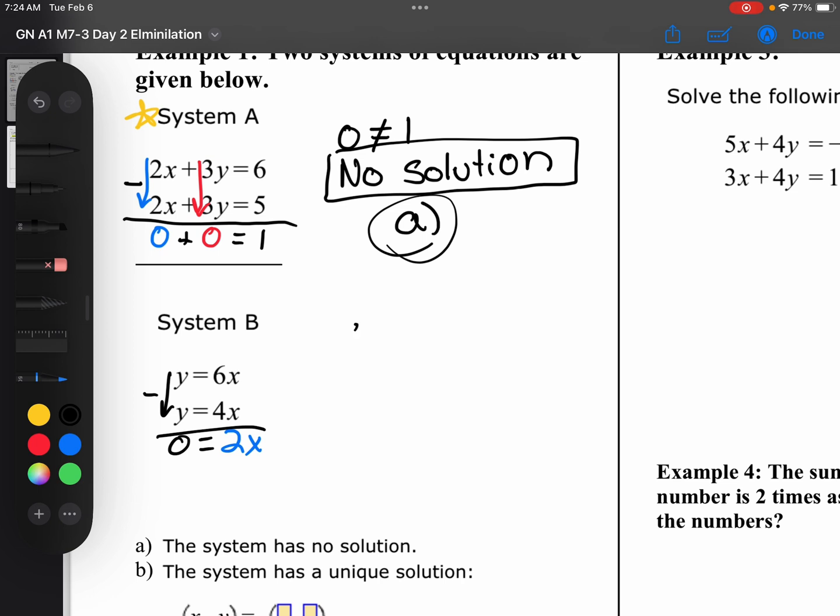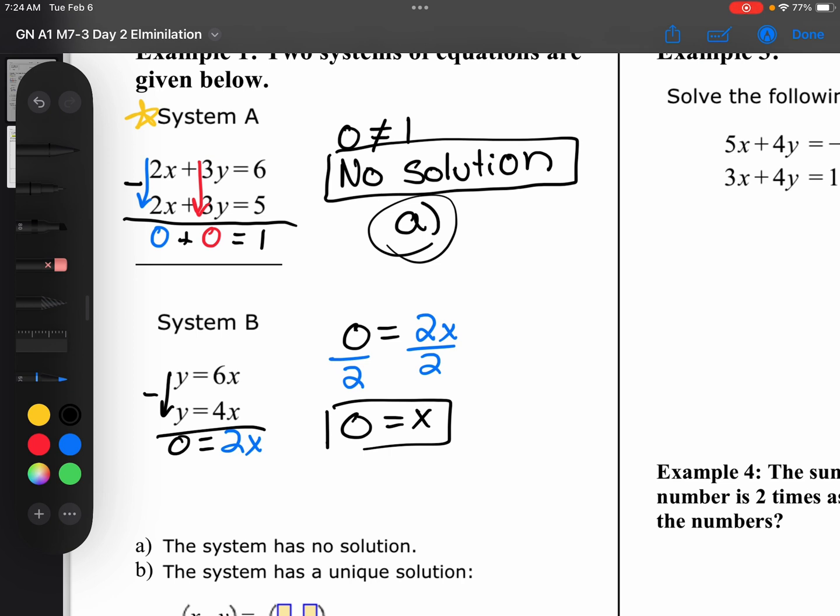From here, we have a problem. We can do 0 equals 2x. We're not done because you can still solve for x. So divide both sides by 2. 0 divided by 2 is just going to be 0. So x is equal to 0.